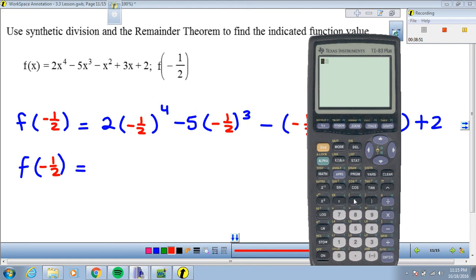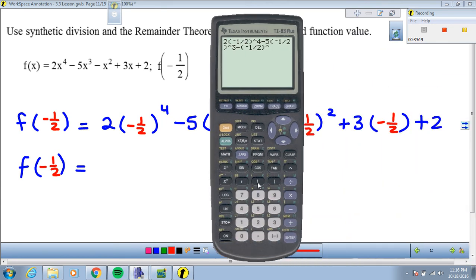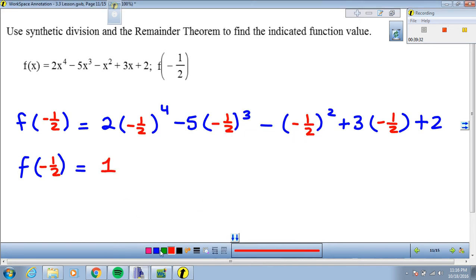So let me put it in the calculator. 2 times -1/2, not squared, to the 4th power, minus 5 times -1/2 to the 3rd power, minus -1/2 to the 2nd power, plus 3 times -1/2, plus 2. So the answer is 1. Okay, so out of all this we get a 1.